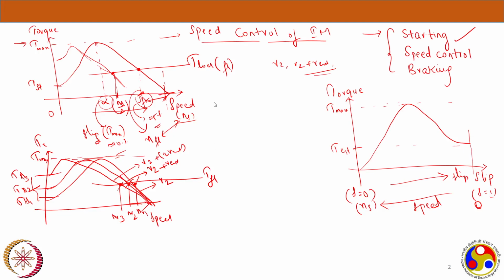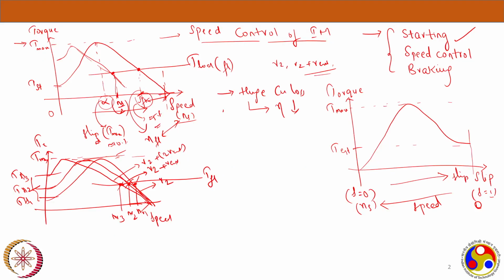That is, huge copper losses will be there because we keep on increasing the resistance. So in turn, losses will be there, and your efficiency will be reduced. Because we can't just keep on adding resistances to the circuit. Although we are achieving a smooth speed control, it is not at all used because of its own disadvantages.